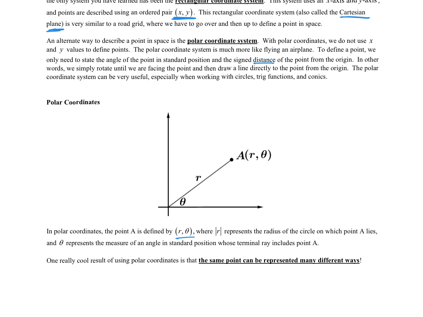However, what's really cool, oh, we need to read this with angst. Ethan's going to read this for us. Here we go. One really cool result of using polar coordinates is that the same point can be represented many different ways. Love it. We can use lots of different ways to get to Tampa here.